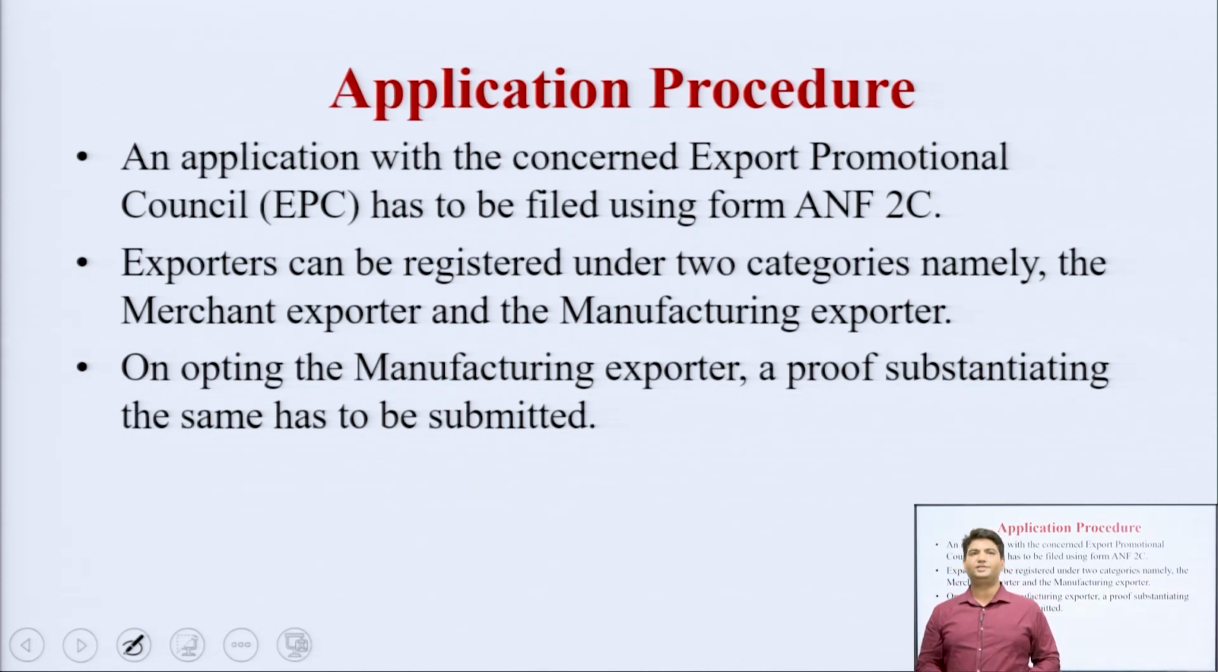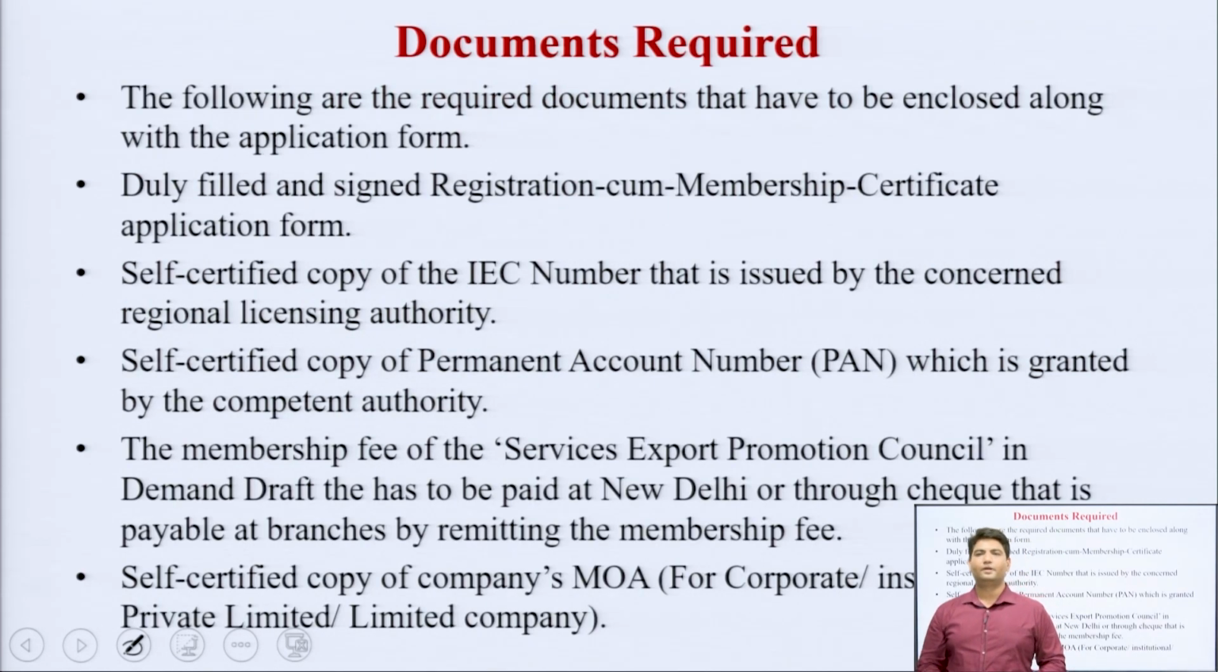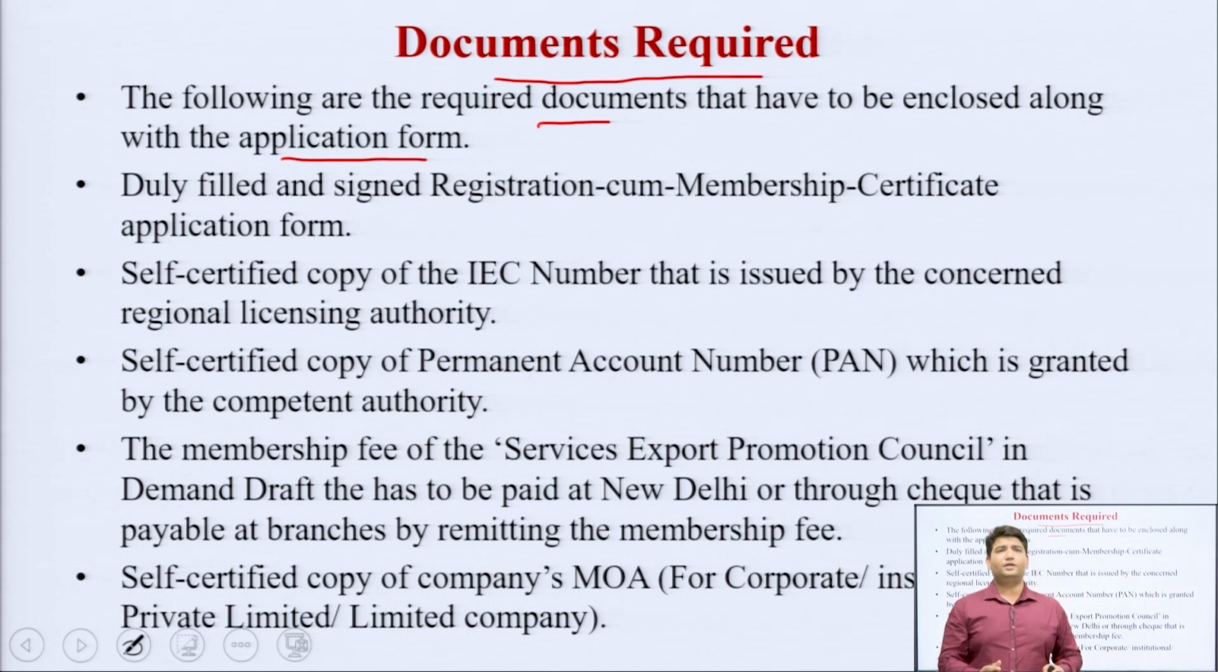Exporters can be registered under 2 categories, namely the merchant exporter and the manufacturing exporter. On opting the manufacturing exporter, a proof of substantiating the same has to be submitted. Now, let's come to the documents required for these. The following are the required documents that have to be enclosed along with the application form. Now, what are the documents?